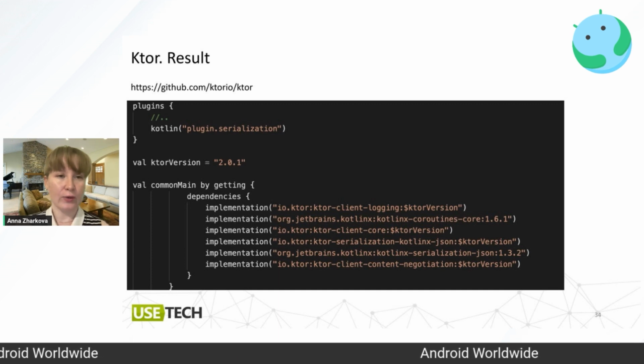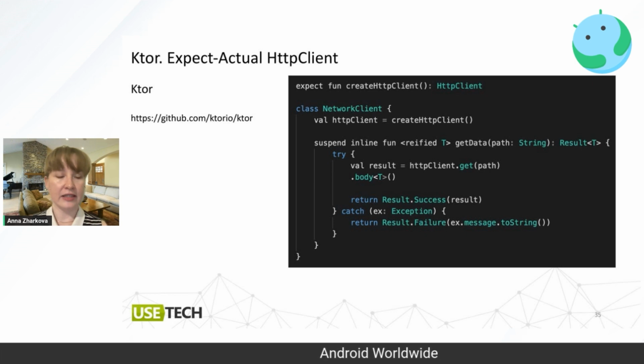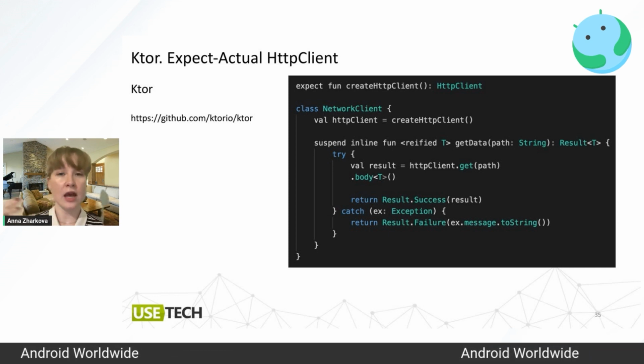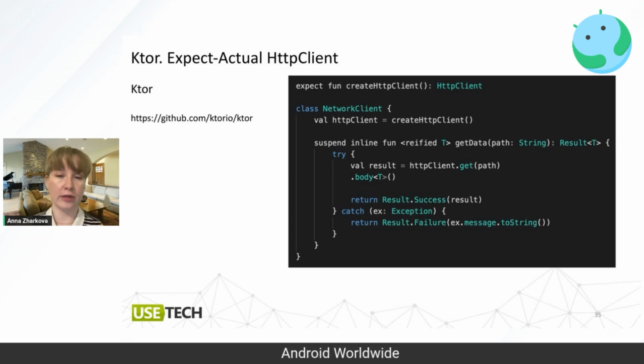So let's provide in common code our Ktor version and all the libraries for serialization, logging, and network requests. And now we need to provide our expect/actual implementation of our HTTP client. So there is our common network client, and we need to create a different engine for our targets. As you can see on my slide, our network client uses a special method to call our HTTP client and then maps the result into our Result. It could be a Result as a sealed class, or it could also be the default Result that is available in Kotlin Common by default.